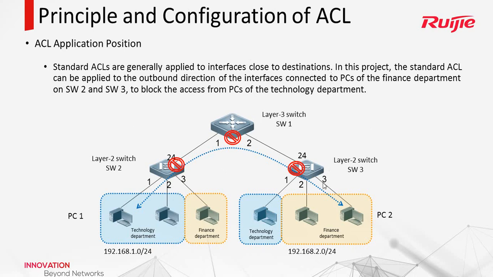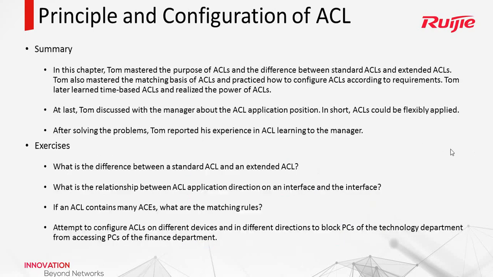We can use it here, on interface 2 and interface 3, and then use out. And of course, this interface also needs to be used. Then when the PCA1 packet is sent to here, it will be denied. Okay, this is just for the standard ACL. For extended, we can also use it near the source.